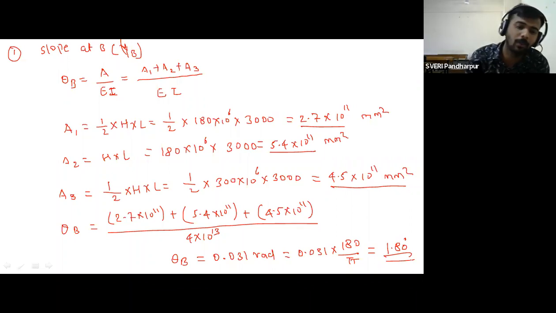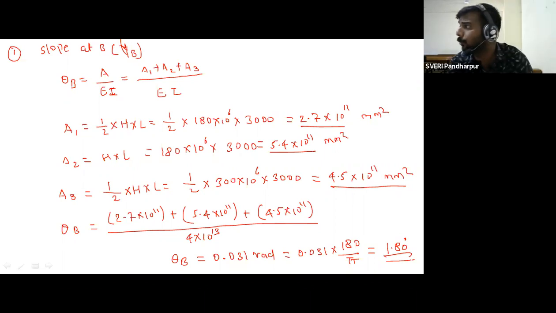So like that, we have to go for the calculation. If you get a number of cross-sectional areas under the BMD, we have to divide the BMD into standard sections only: either triangle, or rectangle, then parabolic curve, in that second degree of parabola, third degree of parabola, like this. So this is the slope at point B.